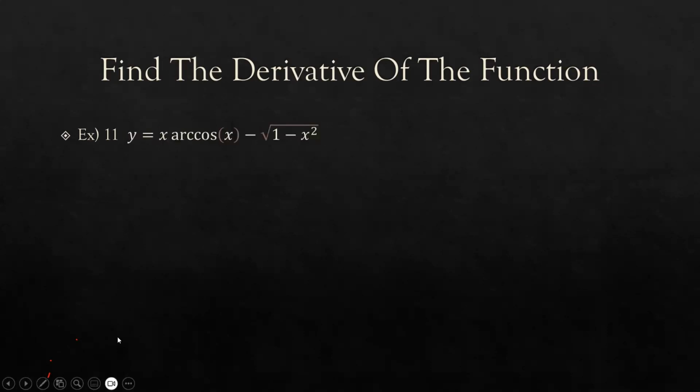Example 11, we have y equals x arc cosine of x minus square root of 1 minus x squared. So what do we need here? This part right here is x times arc cosine x. When you're multiplying two different terms, you use the product rule. This one, we kind of have to use the chain rule. So the product rule is f prime g plus g prime f. And we're probably going to need to know the derivative of arc cosine of x.